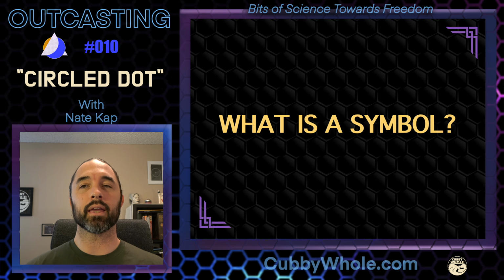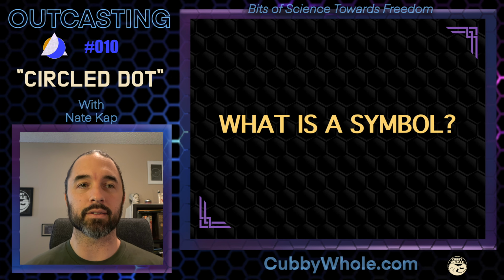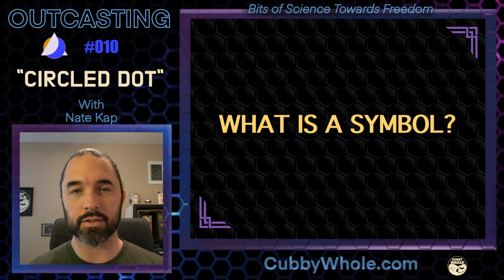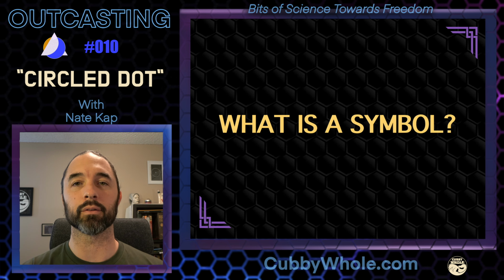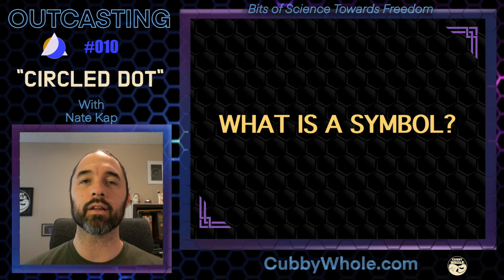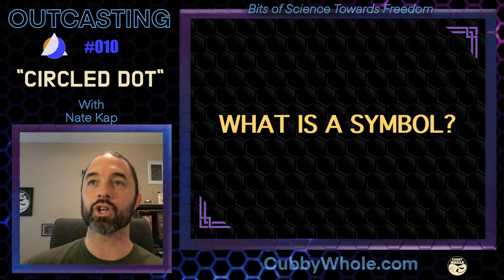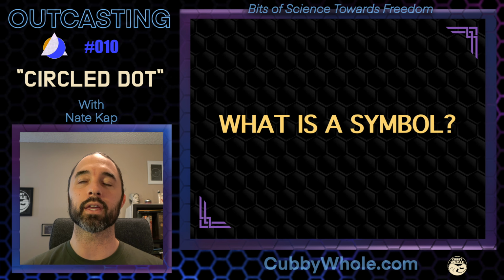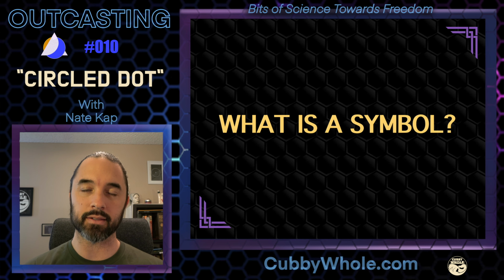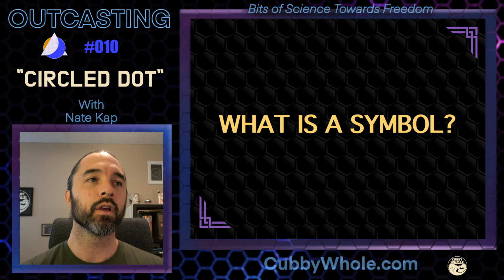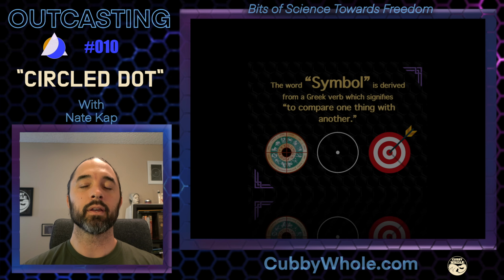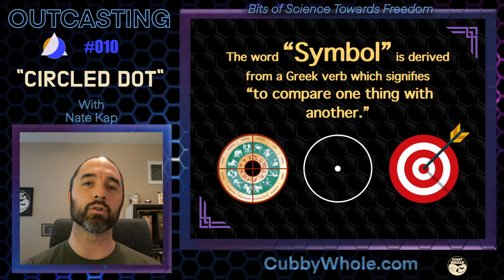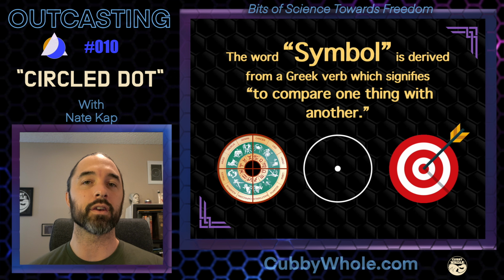So if we look at a symbol as something that is similar to another symbol, then we can start to see the similarities and start to see what's generally the same between each symbol, and that can help us really gauge what the symbol means in its purest form. So the word symbol is actually derived from the Greek verb, which signifies to compare one thing with another.